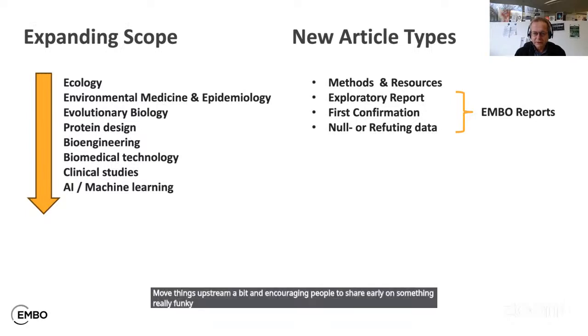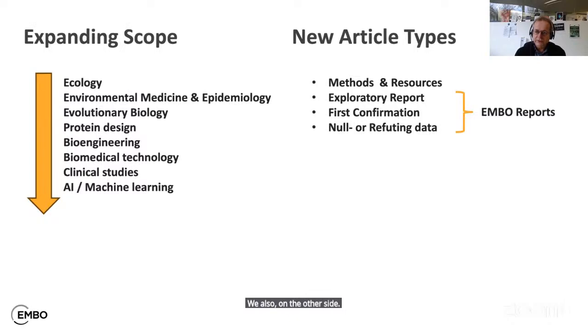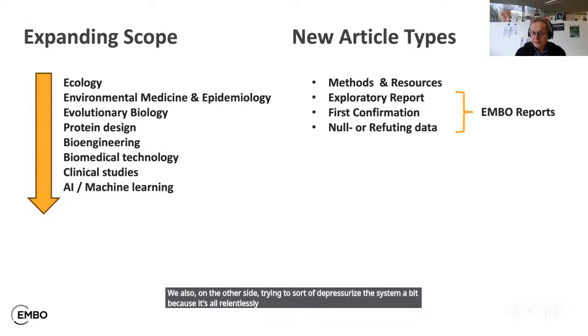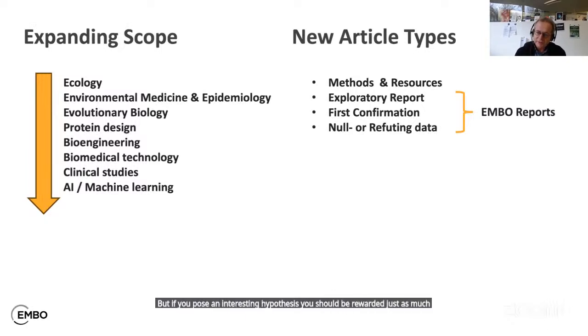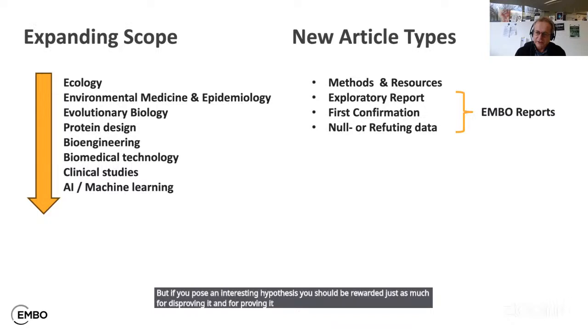that they found. We are also, on the other side, trying to depressurize the system a bit because it's all relentlessly pushing at every level, and that's the funders, that's the research institutions. Everything is driven by discovery, which is of course in principle great. But if you pose an interesting hypothesis, you should be rewarded just as much for disproving it as for proving it. That's essentially how science should work. The more provocative the hypothesis, the higher probably the chance of failure, because the further you reach out.